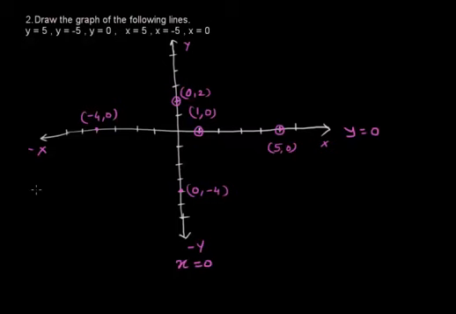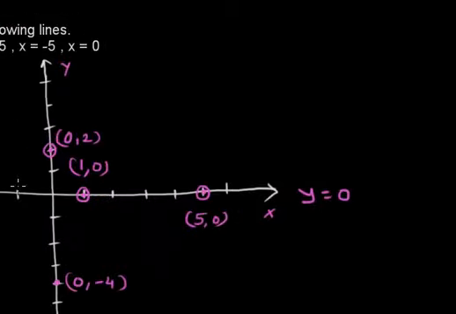Now what can I say about y equals 5? If I want to draw the line y equals 5, and represent it in slope-intercept form, I can write it as 0 times x plus 5. So 5 is the intercept and the slope is 0. Slope 0 means the line is parallel to the x-axis.